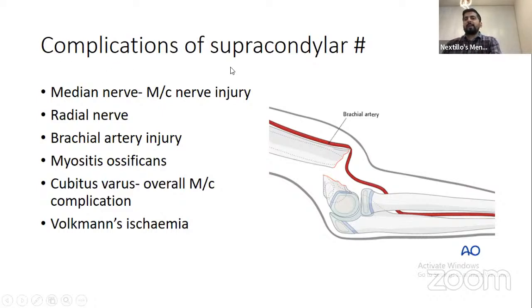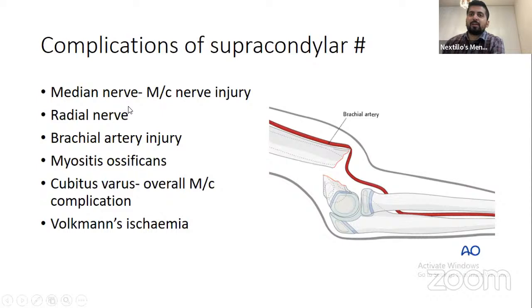Now, complications of supracondylar fracture is a very important topic, and the most common injury to the nerve is the median nerve. However, this is not the most common overall complication of the fracture. Cubitus varus deformity, or gun stock deformity, as they call it, is the commonest complication. This is a result of malunion of the fracture. Remember, supracondylar fractures are not prone to non-unions, they are prone to malunions. So a cubitus varus deformity in a malunion of supracondylar fracture is the most common type.